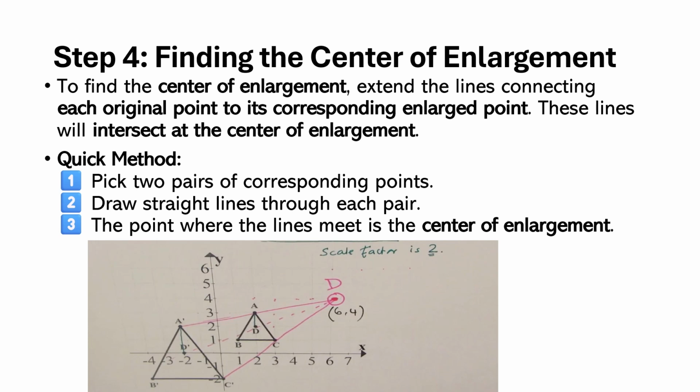6, 4. To find the scale factor now, you have to measure the distance. If you measure the distance of BC here and you get 2, and you measure the distance from BC here, you get 4. So the image over the object, and that's how they get a scale factor of 2 right here.